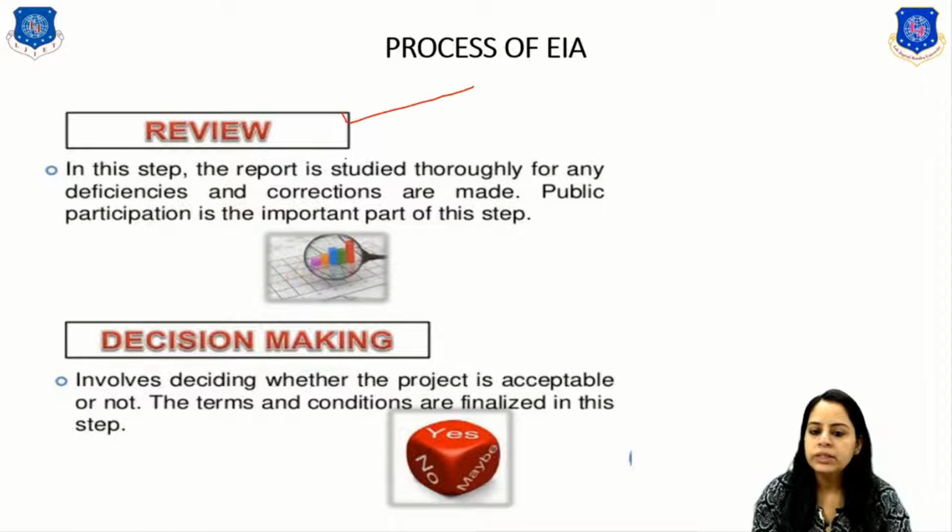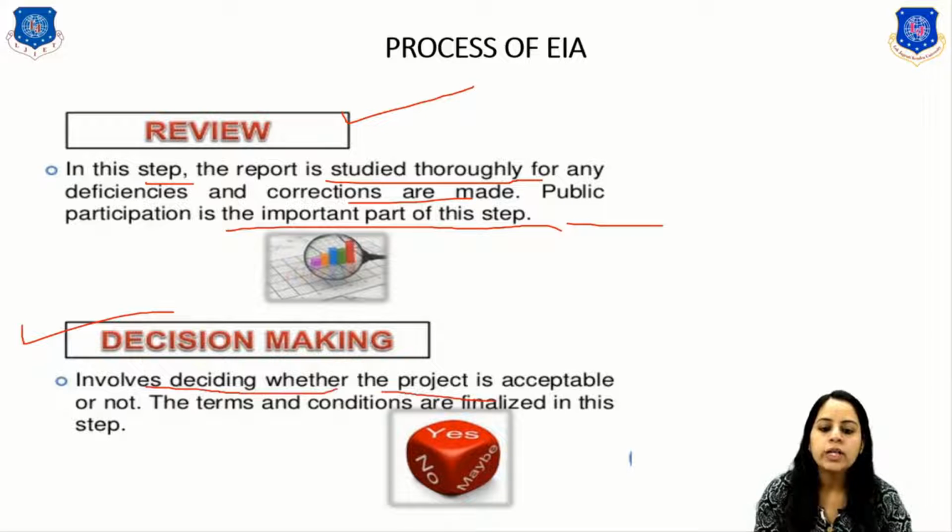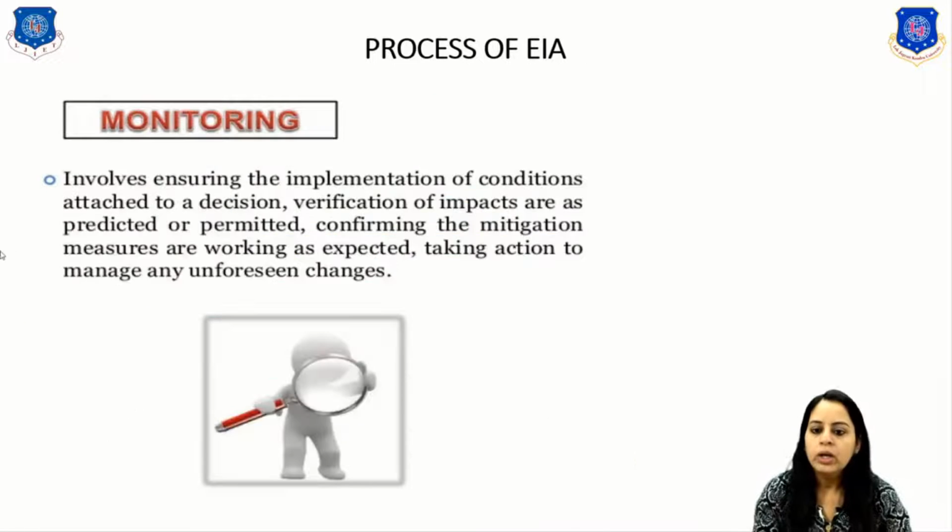Okay, the next one is the review. In this step, the report is studied thoroughly for any deficiencies and corrections are made. Then public participation is the most important part of this step, right? The next step is decision making. In this step, it involves deciding whether the project is acceptable or not, right? So the terms and conditions are finalized in this step. Okay, and the last step is monitoring.